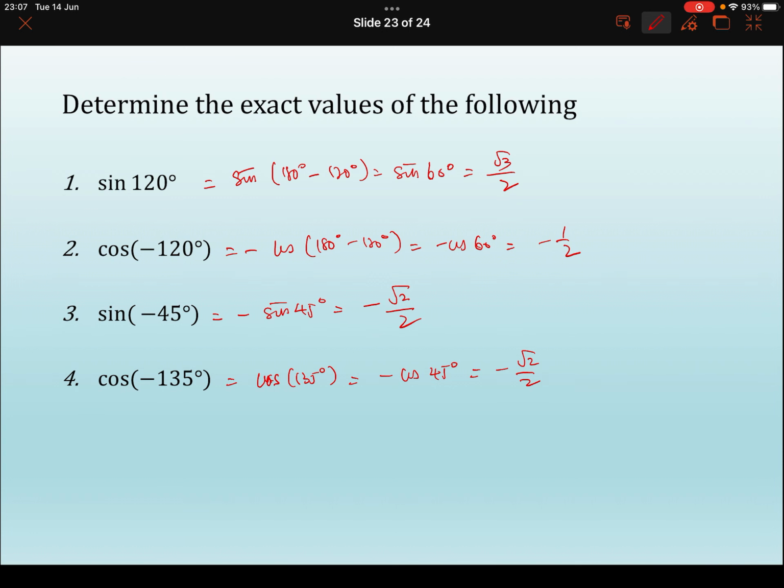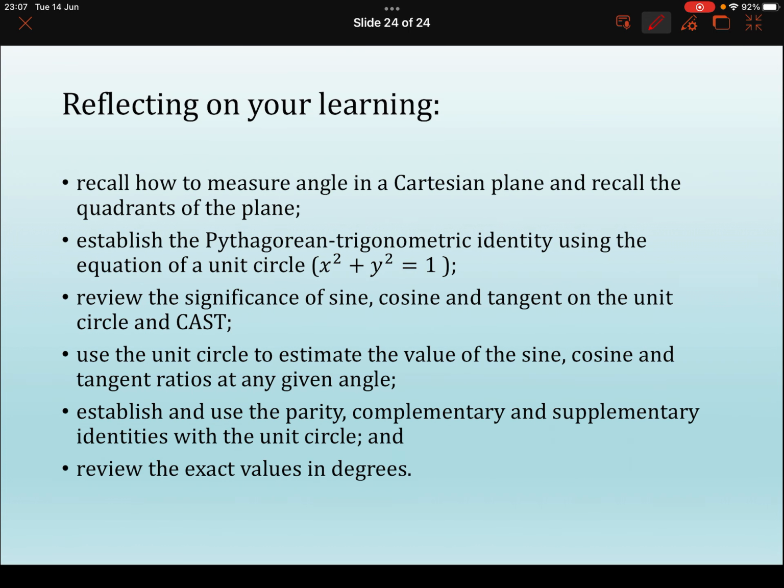This is actually the end of the lesson. I hope what I've taught you, you could really think about how to measure angles in the Cartesian plane. You should be able to establish the Pythagorean trigonometric identity and review the significance of sine, cos, and tangent on the unit circle. Remember CAST. You should be able to use the unit circle to estimate the value of the sine, cos, and tangent ratio at any given angle. You should be able to use the parity, complementary, and supplementary identities with the unit circle. And finally, you should understand how to use the exact values in degrees.